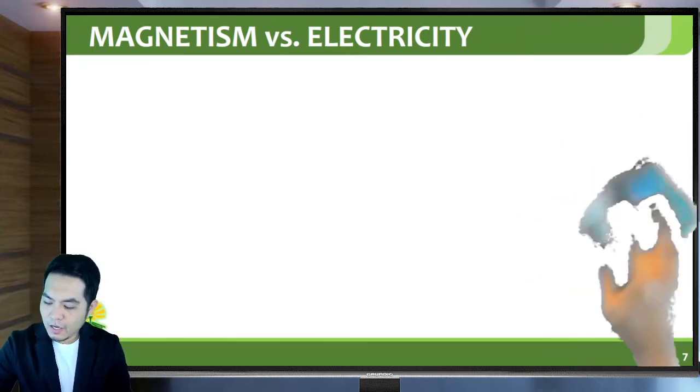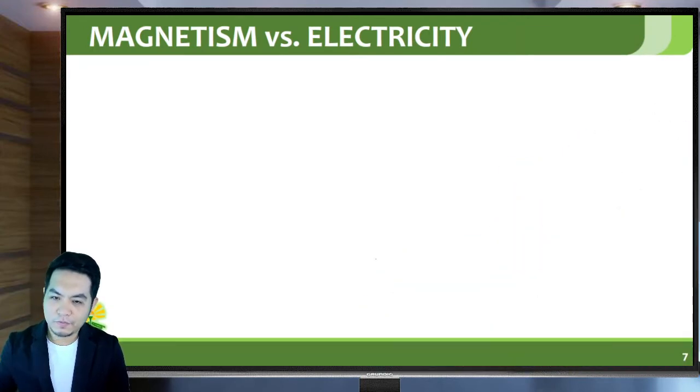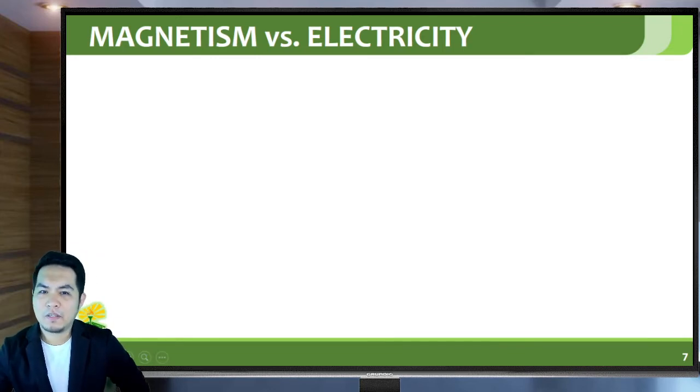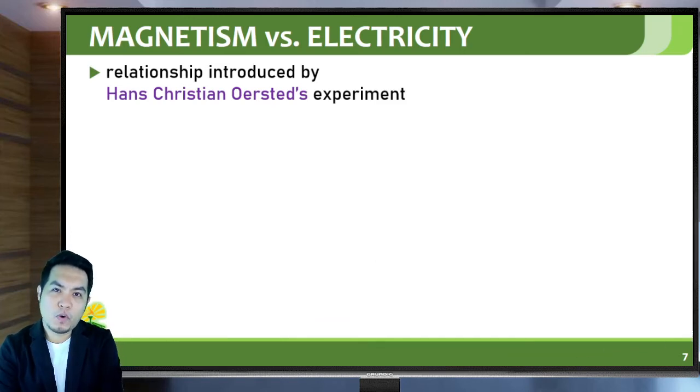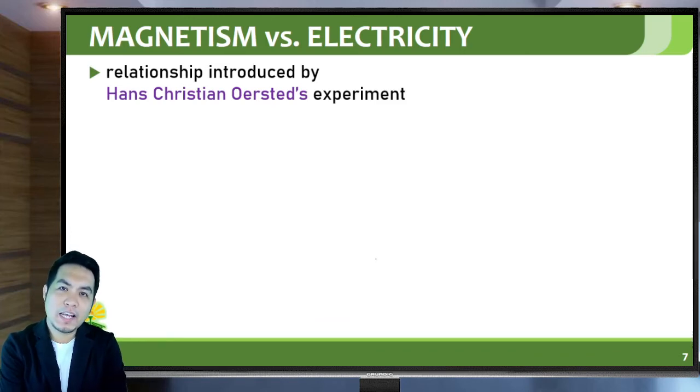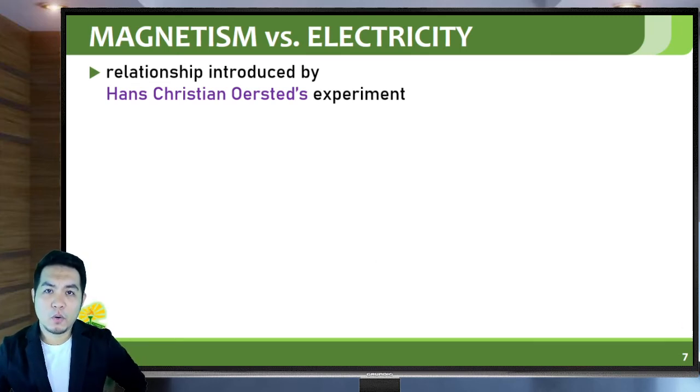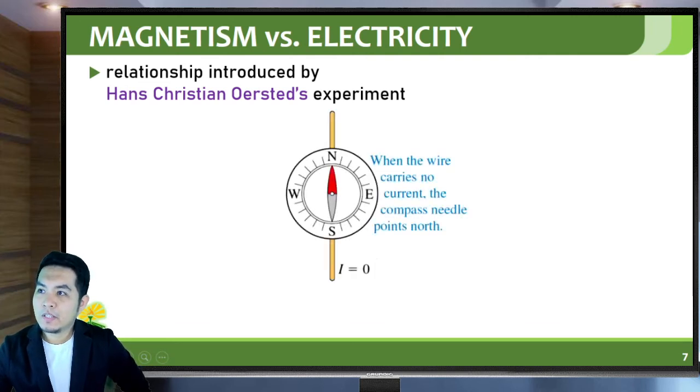So let's now go to the main question for this lesson. What is the relationship between magnetism and electricity? This relationship was introduced by the experiment done by a physicist called Hans Christian Ørsted. His experiment is very simple.